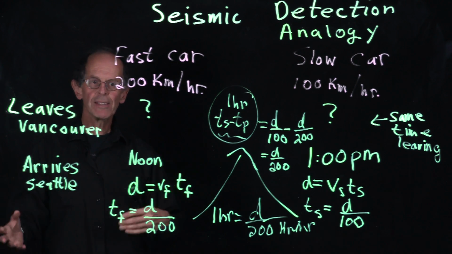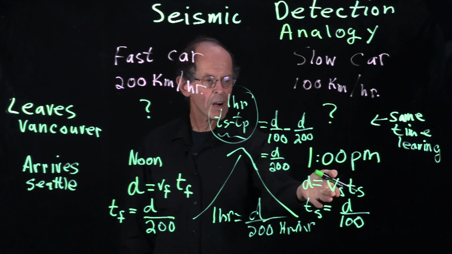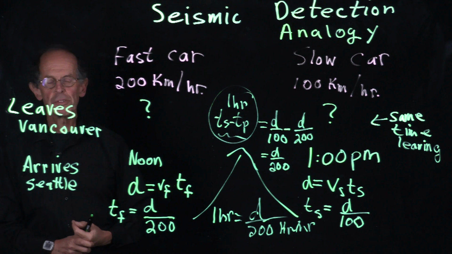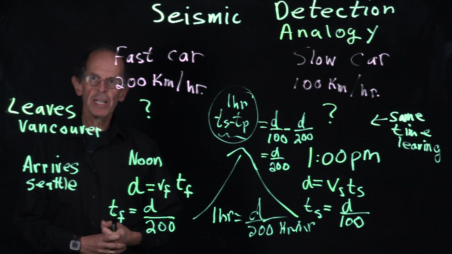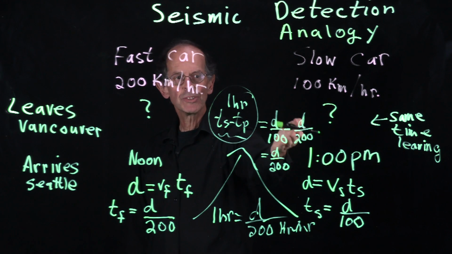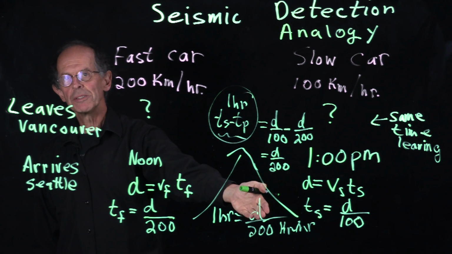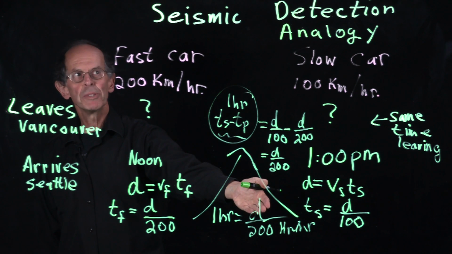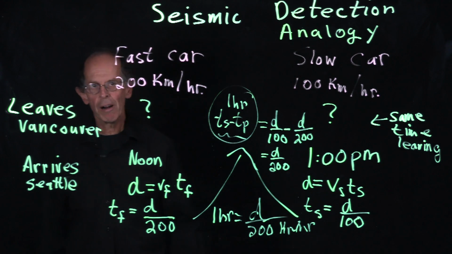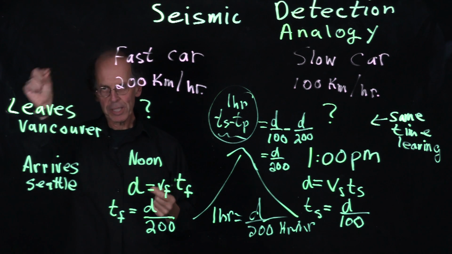You can see the analogy clearly. The fast car is Vp. The slow car is Vs. The distance D is not the distance from Vancouver to Seattle, but the distance from dPRK to MDJ. The only thing we did is do the algebra where we factored out the D, but this is how it works, and that's what you can do. And that's the analogy between the fast car, the rabbit car, and the turtle car, the slow car, and the arrivals of seismic waves from a given source to a given receiver.